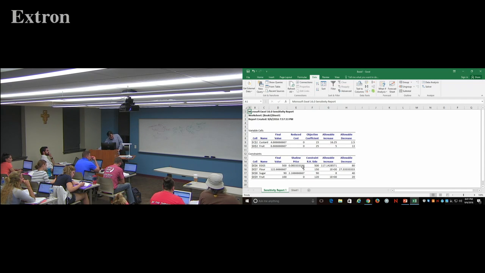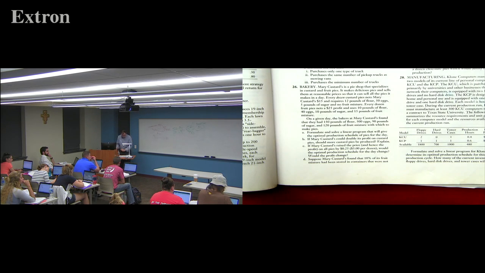Let's look at problem C. If Mary's Custard raised the price, and hence the profit, on all pies by 25 cents, which translates to $3 per dozen, would the optimal production schedule change? Would the profit change? Well, as I said before, we can only look at those one at a time. Now, if I change both, I can't really say if the range of optimality holds up. $3 is in the range of optimality here, and a $3 increase would be 18 bucks, and 28 is here, it's still in there. So I'm saying no, but there may be some interaction effect.